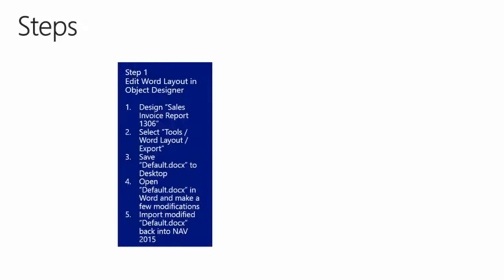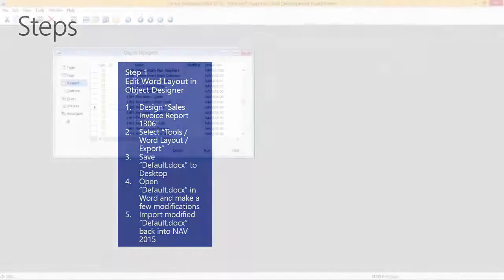So we're now starting, and we're now at step number 1, and we will edit the Word layout in the Object Designer. We will design the Sales Invoice report 1306. We will select Tools, Word Layout, and export the Word document. We will save it to the desktop, and we'll open it in Word, and we'll make a few modifications in Word, and then we'll import it back into NAV 2015 again.